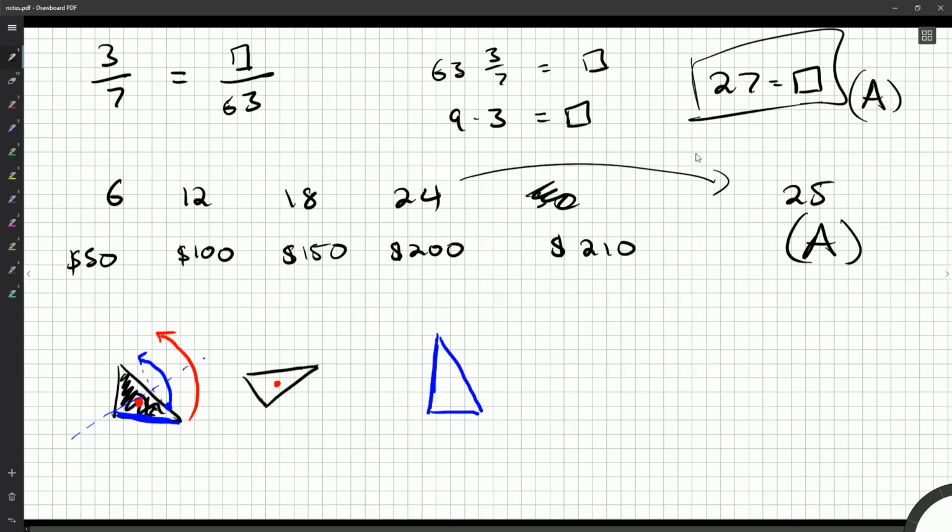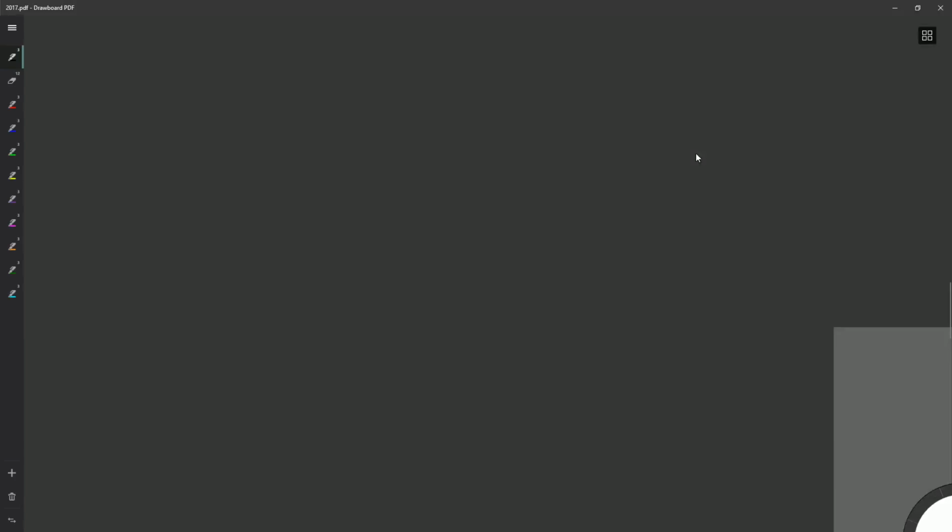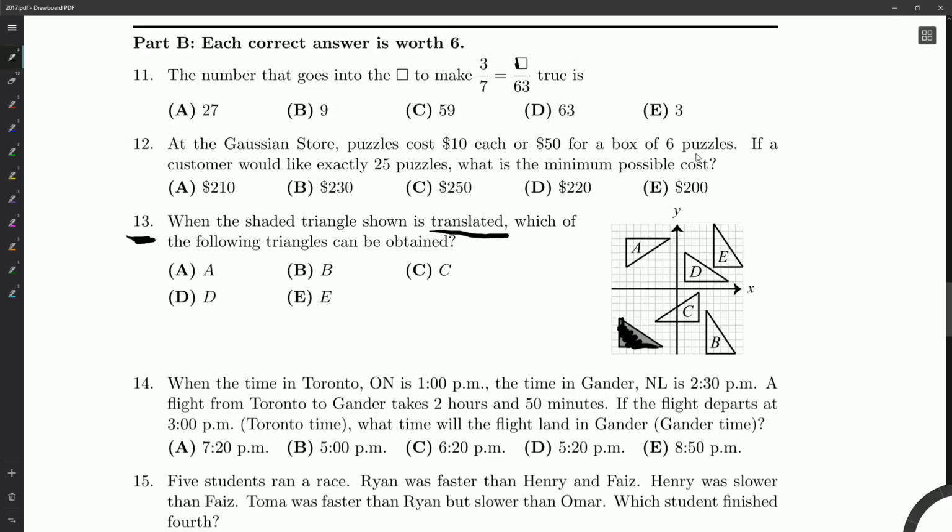And then finally, translated is if you take the shape exactly as is, you don't rotate, you don't reflect, and you just physically move it somewhere else. And that's it. No rotations, no reflections. It just moves. It moves 5 meters to the east, or it moves 2 millimeters up, that sort of a thing. So if we go back to our possible choices, what have we got?